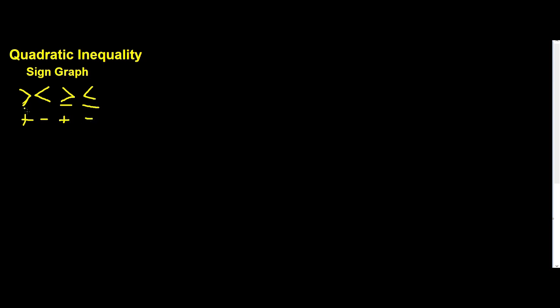Greater than again, positive, and at the same time you use an open circle; lesser than, open circle; greater than or equal, closed circle; and lesser than or equal is also a closed circle. For greater than, you should use parenthesis, also with lesser than. For greater than or equal, bracket, also with lesser than or equal. Those are the things to remember when solving quadratic inequality using sign graph.